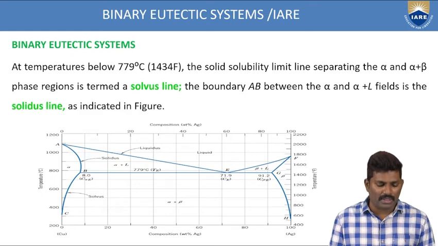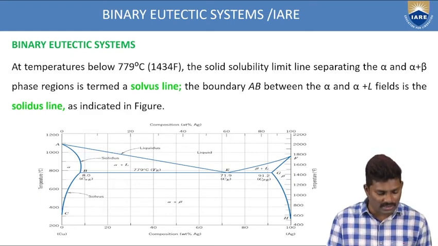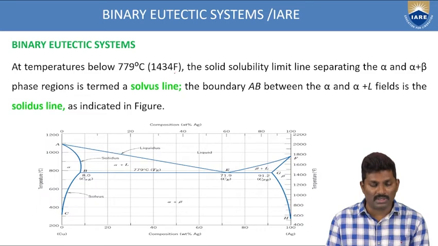Now at temperature below 779. So where is the 779 line? So this is the BEG line. So the BEG line is 779 degrees centigrade, or if you want the Fahrenheit temperature, 1434. Exactly at this point you are getting 1434. This is the Fahrenheit temperature. This is in degrees centigrade.